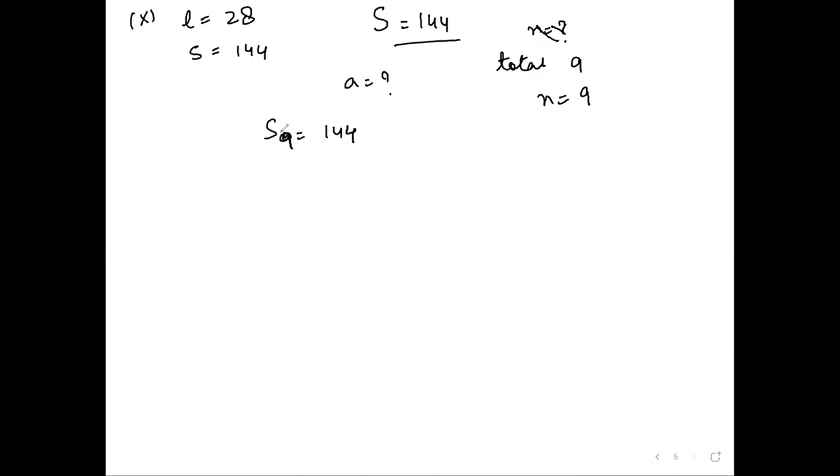When the total terms are 9 and the sum of all the terms is 144, that means the sum of 9 terms is equal to 144. Clear? Now, ma'am, if I use this formula, Sn is equal to n by 2 into a plus l, what information can we use? N and L. A I have to find, right? A I can find. Now I know what n is, I know what l is.